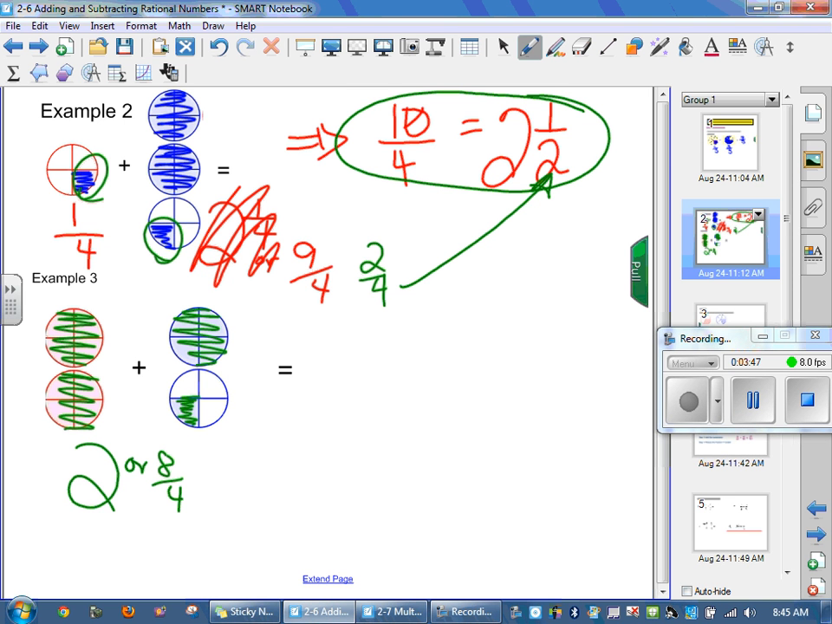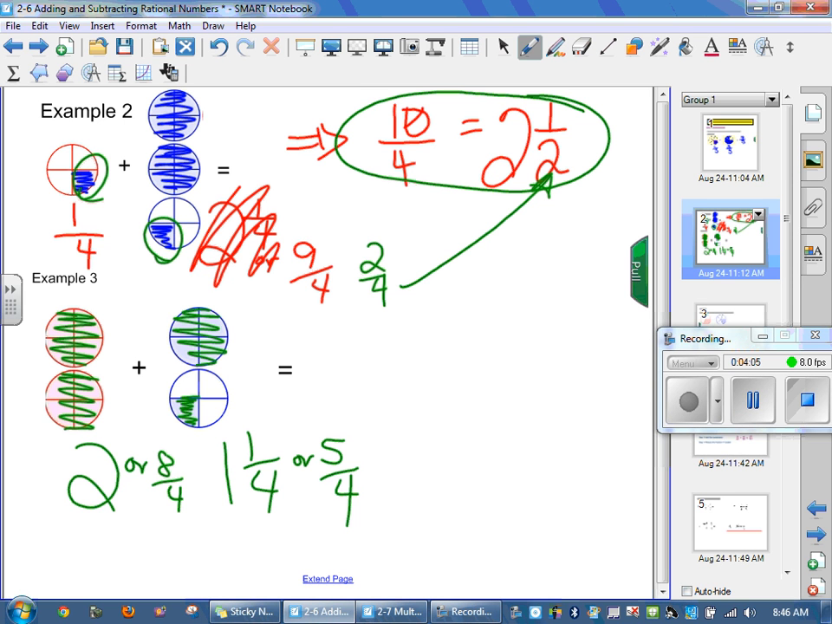Okay, let's look over here. We've got 1 and 1 over 4 shaded, or we could say, how many out of 4? Totally shaded here. 5 of them, good. Or we could say 5 out of 4 shaded.